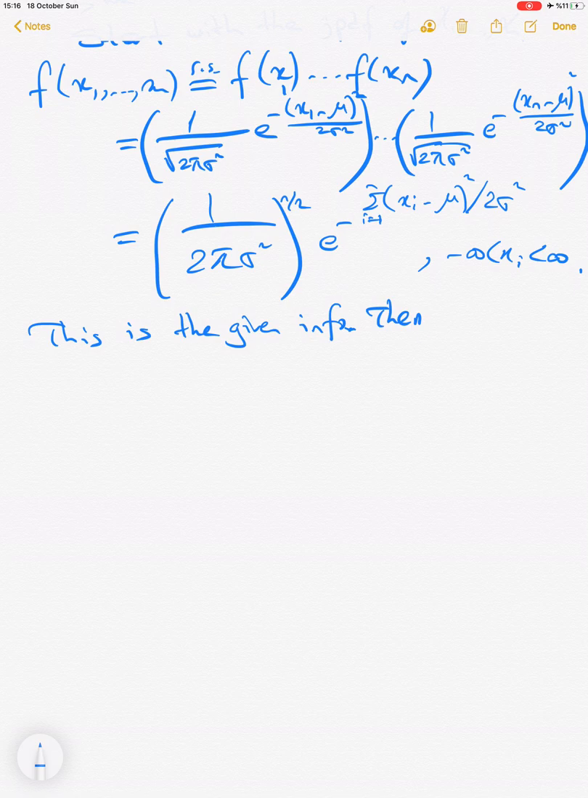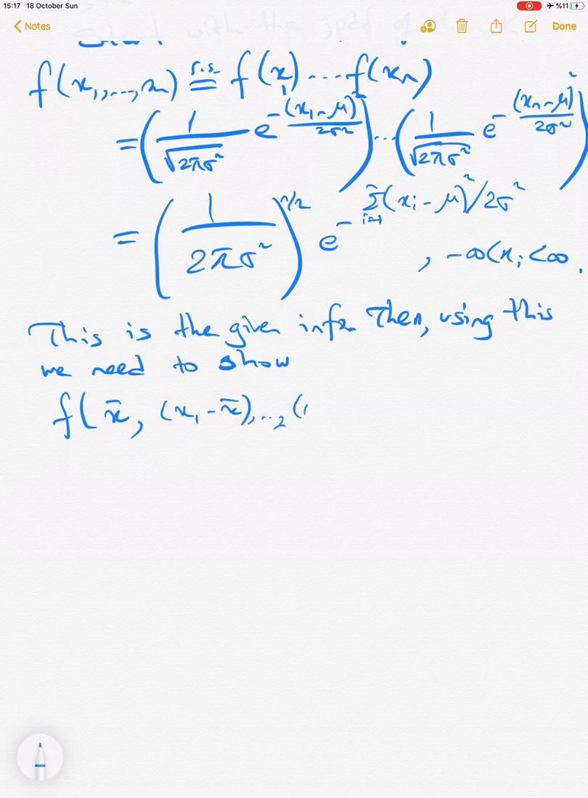then, using this, we need to show the joint distribution of x bar and all these can be written as f of x bar and the joint distribution of x1 minus x bar to xn minus x bar. Okay, so all our aim is to be able to write this PDF in the other form, but all we know is this actually. Okay, so how can we do that?